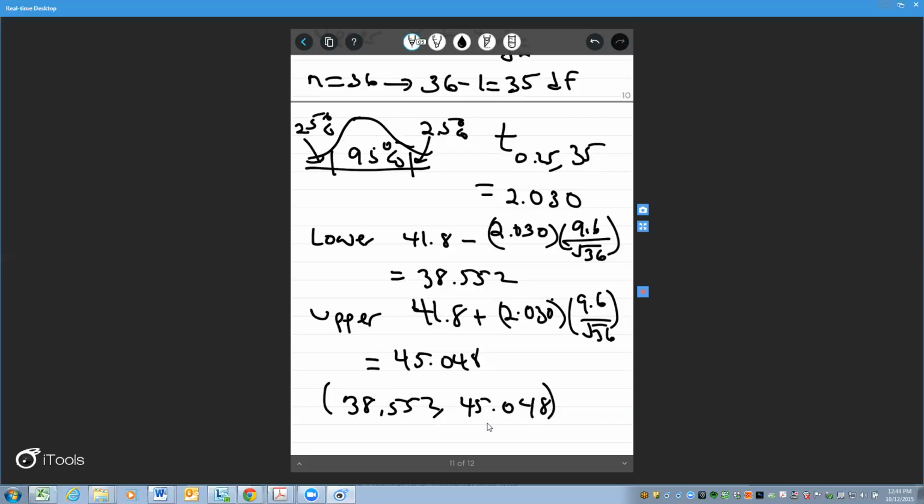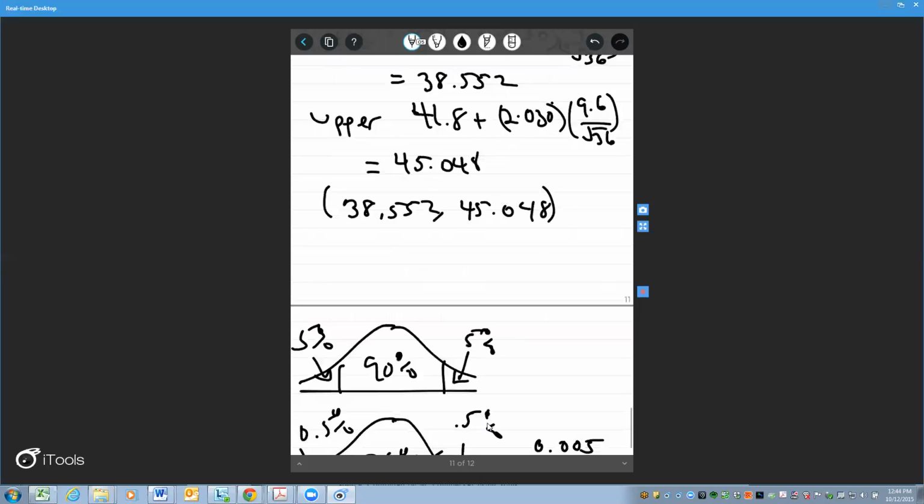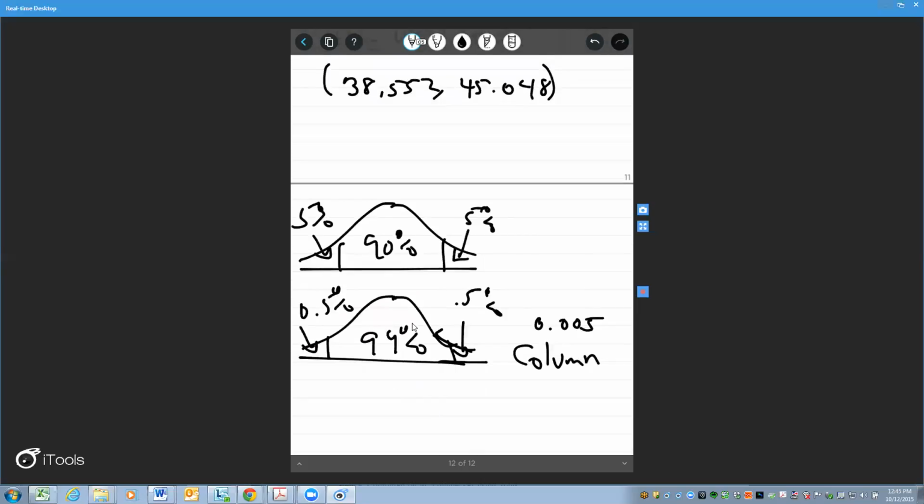What if I wanted a 90% confidence interval? What would change? Well, nothing changes except the t-value. If I want the 90% confidence interval, I'm looking at the middle 90%. So I would have 5% on each side. So I would use the 5% column. If I want the 99% confidence interval, that would put a half of a percent in each tail. So I'd use the 0.005 column.